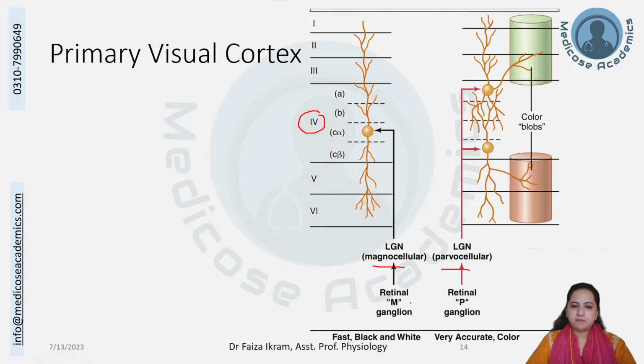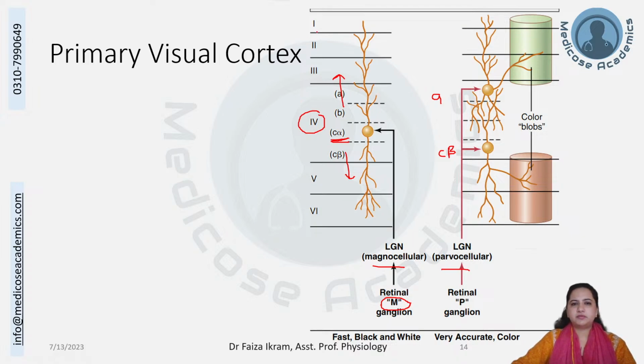The magnocellular pathway coming from the M type of ganglion cells, which has higher sensitivity, is going to majorly terminate in the layer C alpha, whereas the parvocellular pathway is majorly going to terminate in layer A and C beta. From here, the message is sent into the layers upwards and downwards.